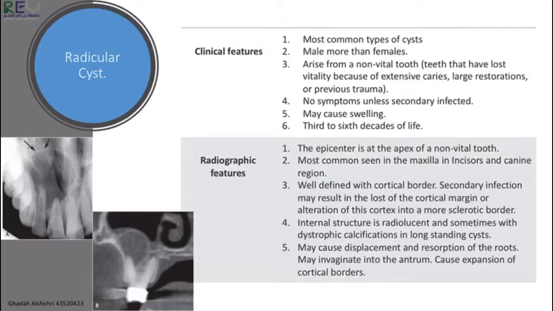Radiographic features: the epicenter is at the apex of a non-vital tooth, most commonly seen in the maxilla in the incisor and canine region. Well defined with a cortical border. Secondary infection may result in loss of the cortical margin or alteration of the cortex into a more sclerotic border. Internal structure is radiolucent, sometimes with dystrophic calcification in long-standing cysts. It may cause displacement and resorption of the roots, may invaginate into the antrum, and cause expansion of the cortical border.